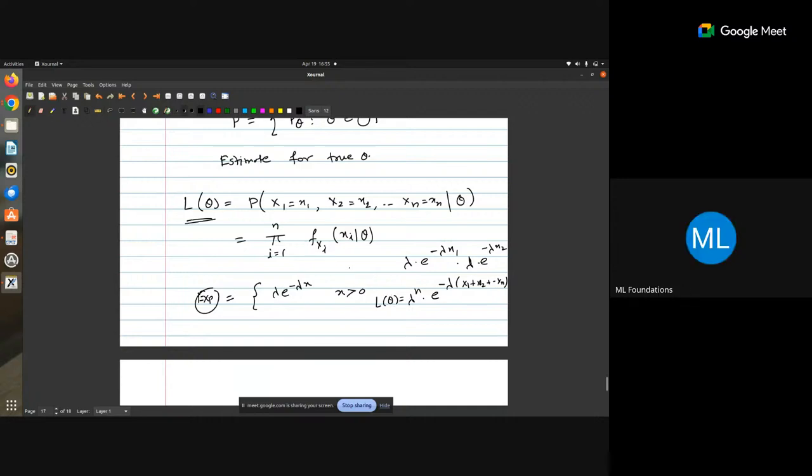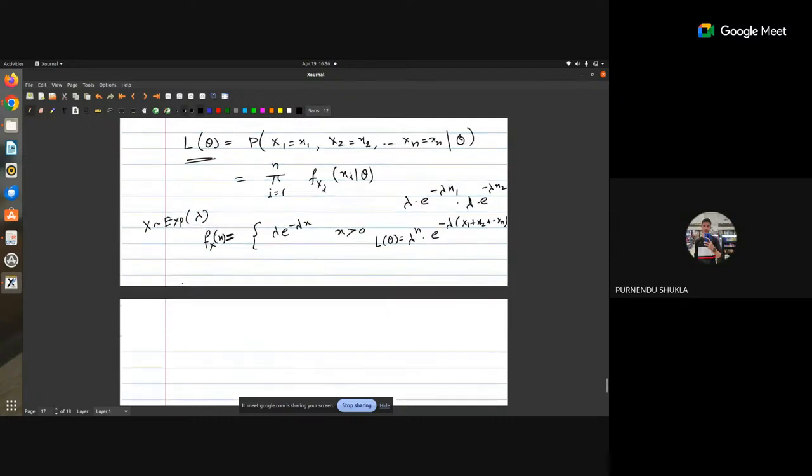Right, this is a likelihood function. Suppose I take this example of the exponential distribution. The density is like this for each x when x is exponentially distributed with some lambda. Maybe I'll write down everything here so it's better.